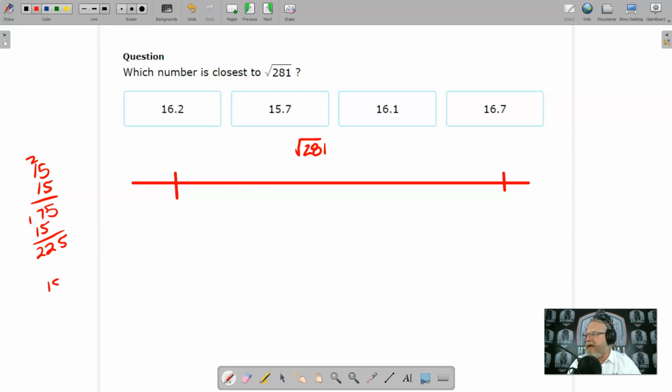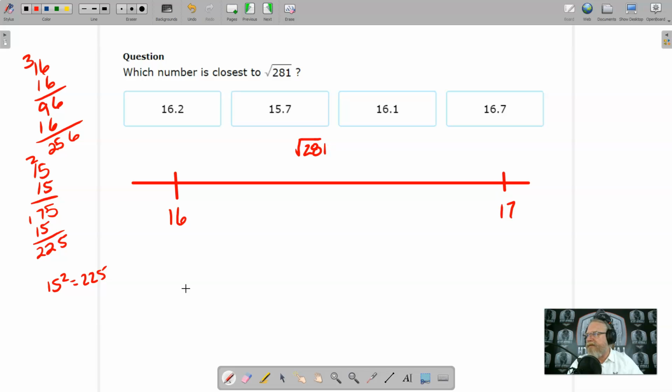So 15 squared equals 225. Let's go with 16 squared. 6 times 6 is 36. Is that going to work? Let's see. 16 times 16. 6 times 6 is 36. Carry the 3. 6, 9, 16. 6, 5, 1, 256. Oh, it's going to be 16 right here. 256. Then I get to 281.